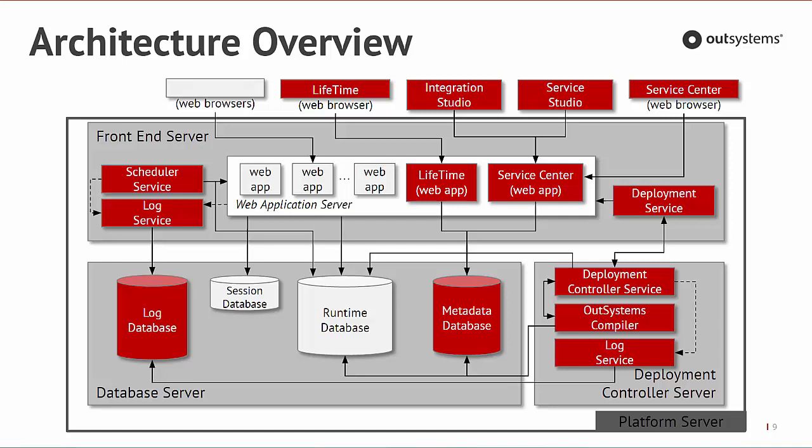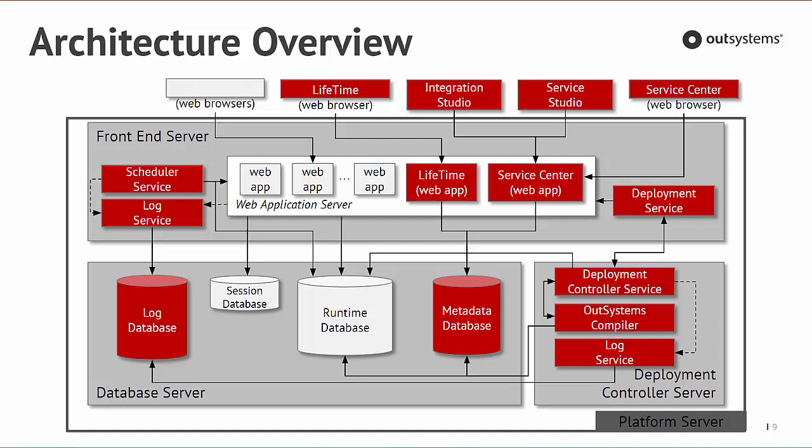There are three major logical components to the platform server architecture. The deployment controller server on the bottom right corner. This component is responsible for coordinating the whole deployment process. This is the component that performs the compilation of the applications, coordinates deployments to all of the front ends, and is responsible for managing the data model of the applications built with the platform, as well as the data model of the platform itself, the metadata database. There is only one deployment controller, as I have told you before, in each installation of the OutSystems platform server.